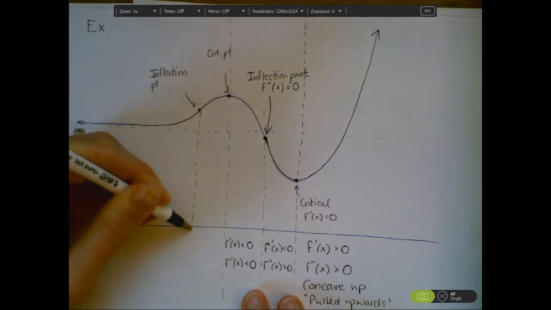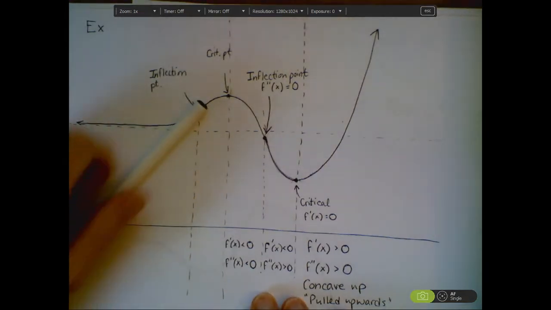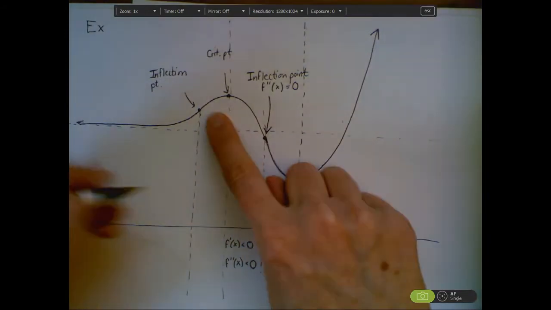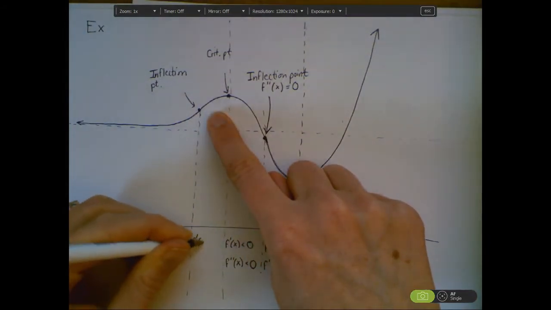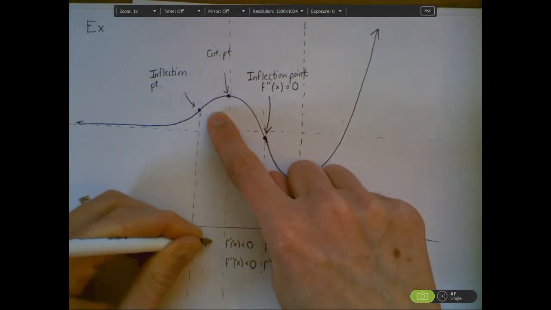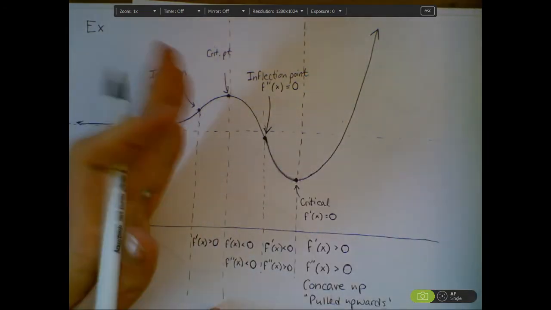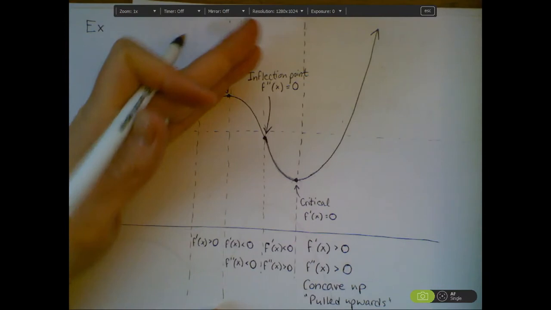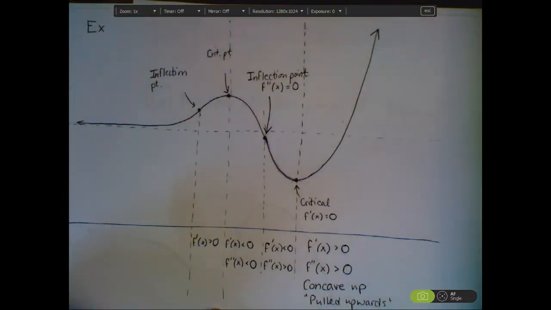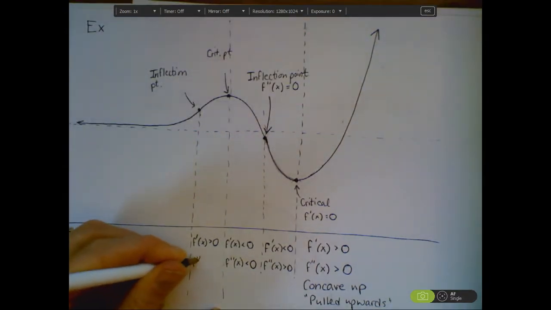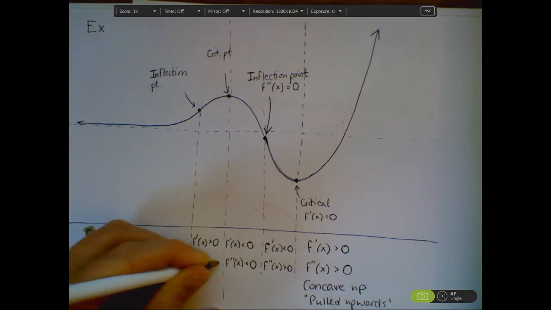So let's break these pieces apart again. Notice our slopes are all positive through here, so that means that my first derivative is greater than 0. But for this portion of the graph, although they're positive, they're getting closer to 0, and they hit 0 right at that critical point. So that means our second derivative is less than 0.